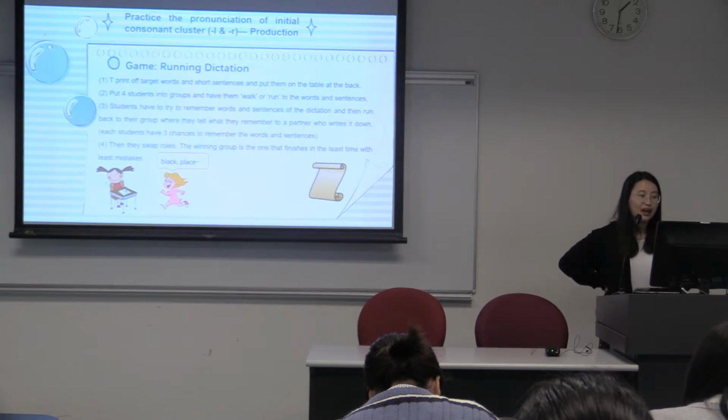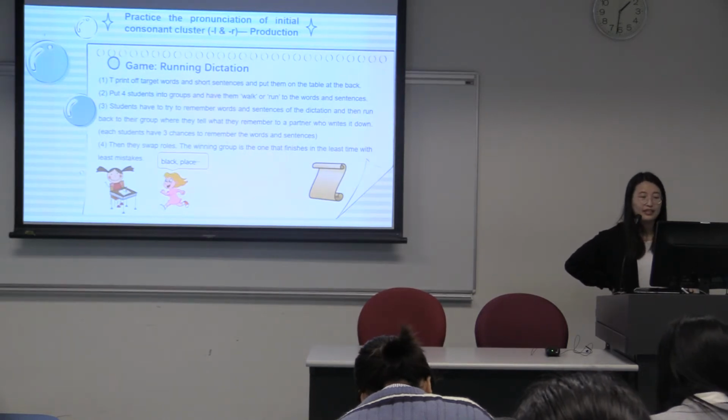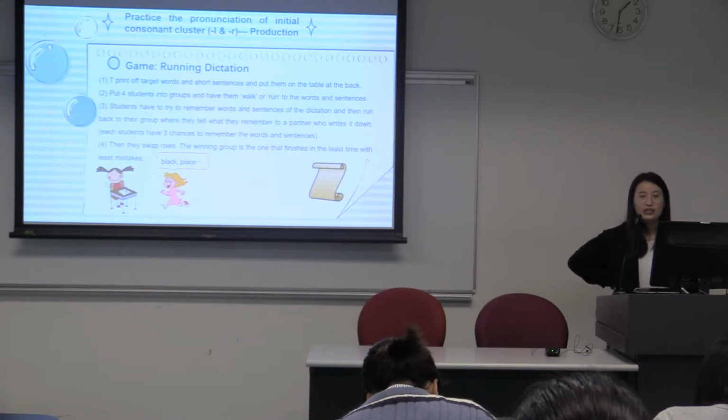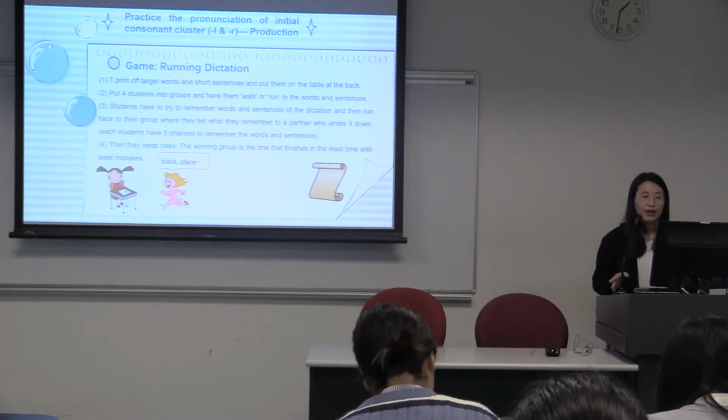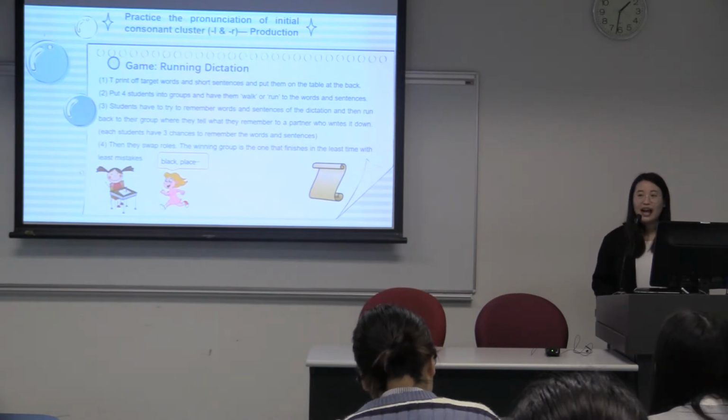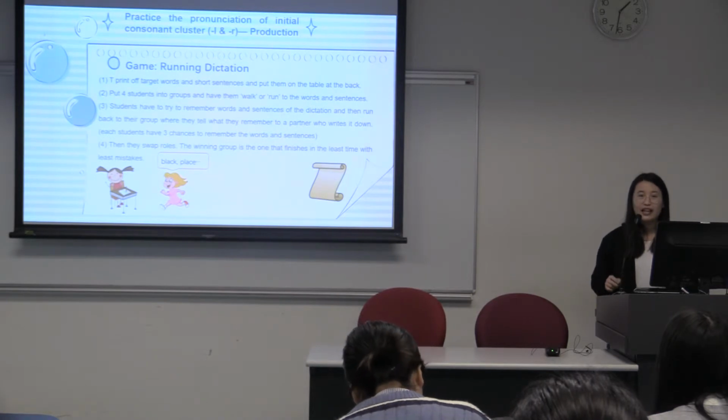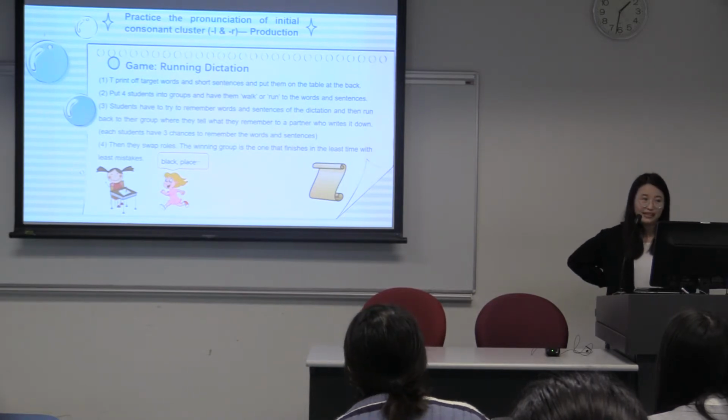The teacher will print out target words or short sentences, and then put four students in a group. They need to take turns to remember the words or sentences. Yeah, and then they need to come back and tell their other group members as many as possible. The other group members need to write down the words or sentences. And the winning group is the one who finishes in the least time with the fewest mistakes.